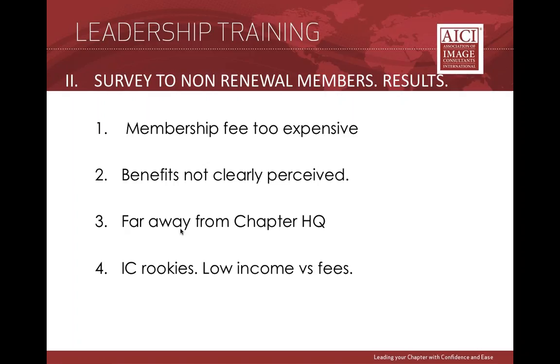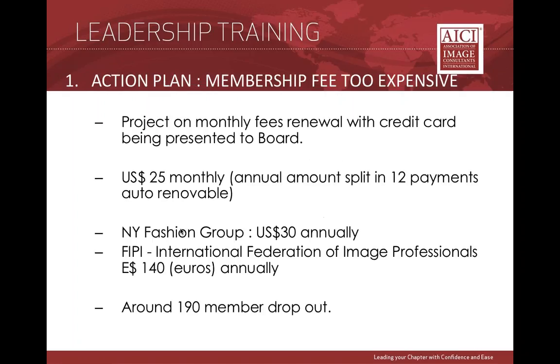So let's see what plan we are trying to take about these four points. The action plan for the issue that the membership fee is too expensive: we are thinking about splitting the annual membership on a monthly basis. The $295 can be split in 12 installments of, for instance, $25 a month.